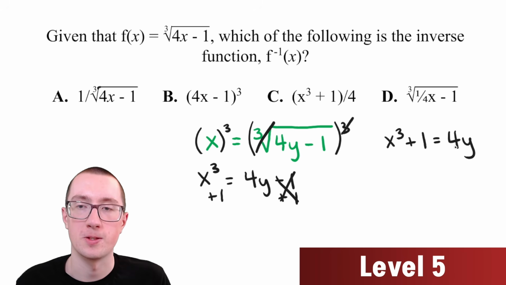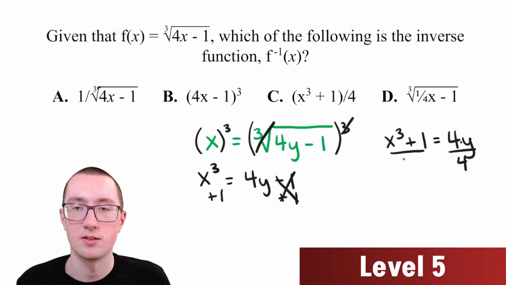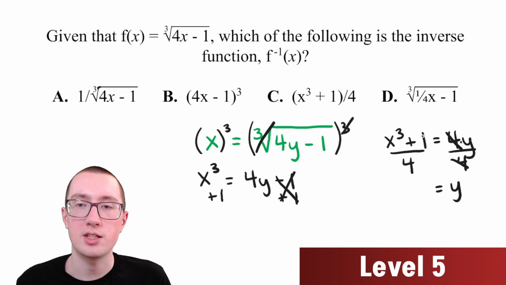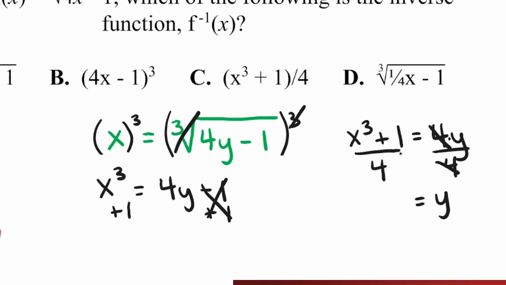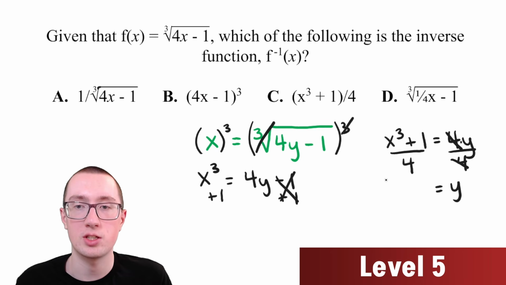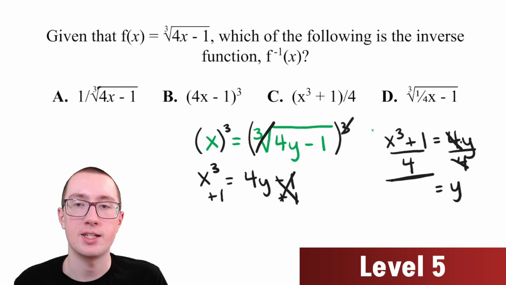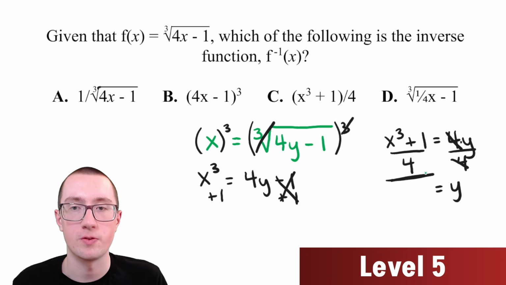And now we just need to get rid of this 4, and it's being multiplied, so I'm going to divide 4 on both sides. These 4's cancel out, so on the right side, we just have y. But on the left side, there's nothing that we can divide out here. We can't divide x cubed by 4, and we can't divide 1 by 4. So it's actually just going to stay like this. And if we take a look at our answer choices, we'll see that x cubed plus 1 divided by 4 is answer choice C, which means that the answer to our problem is C. That is the inverse function.